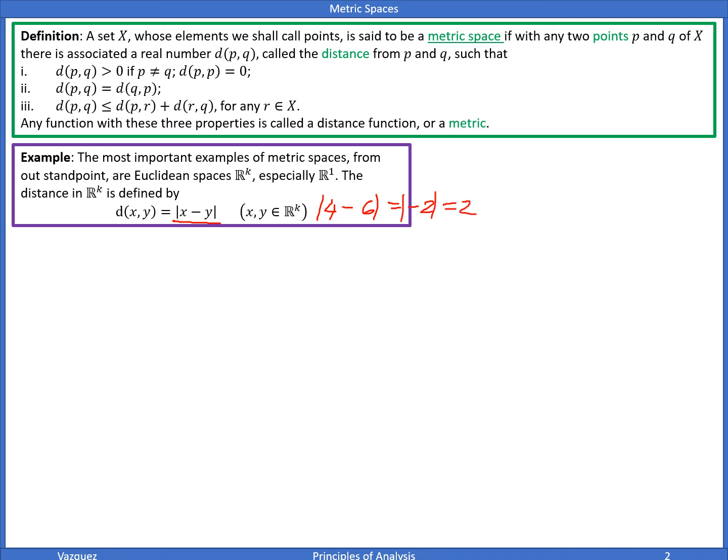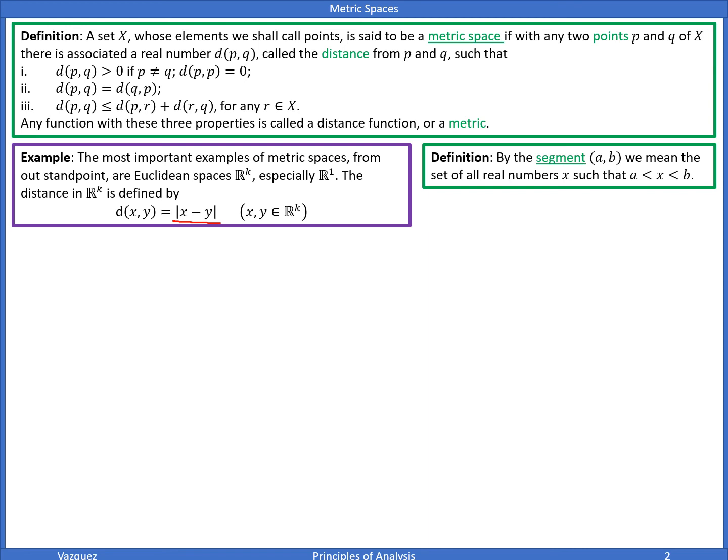That's the distance function we use, and as a matter of fact, we use it for all Euclidean spaces Rk. So that's the example of the distance function. Also, by the segment (a, b), we mean the set of all real numbers x such that a is less than x, less than b. So that's just like, maybe in high school you've heard of that, just an open interval, right, with the parentheses. But what does open even mean? Well, we'll see that right now.